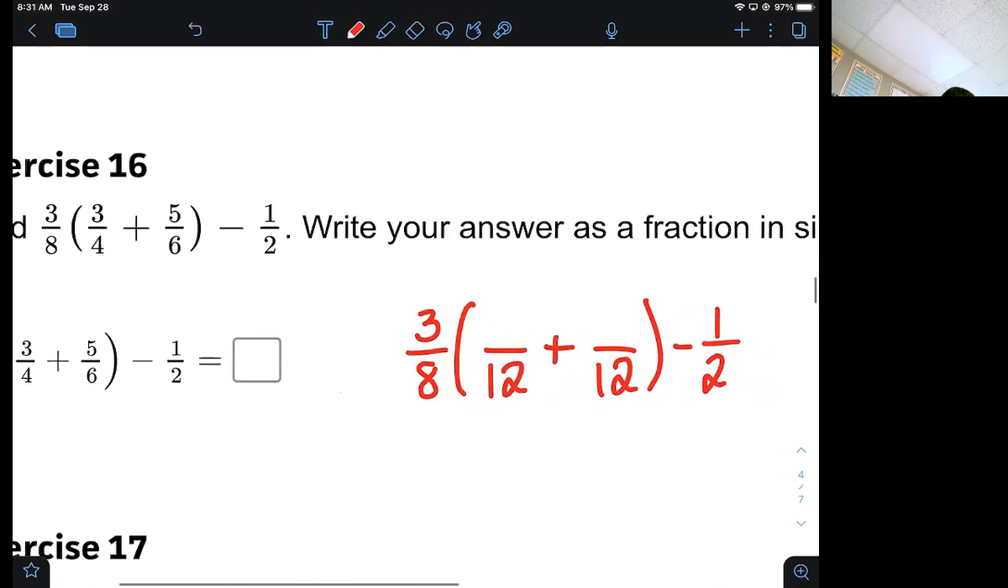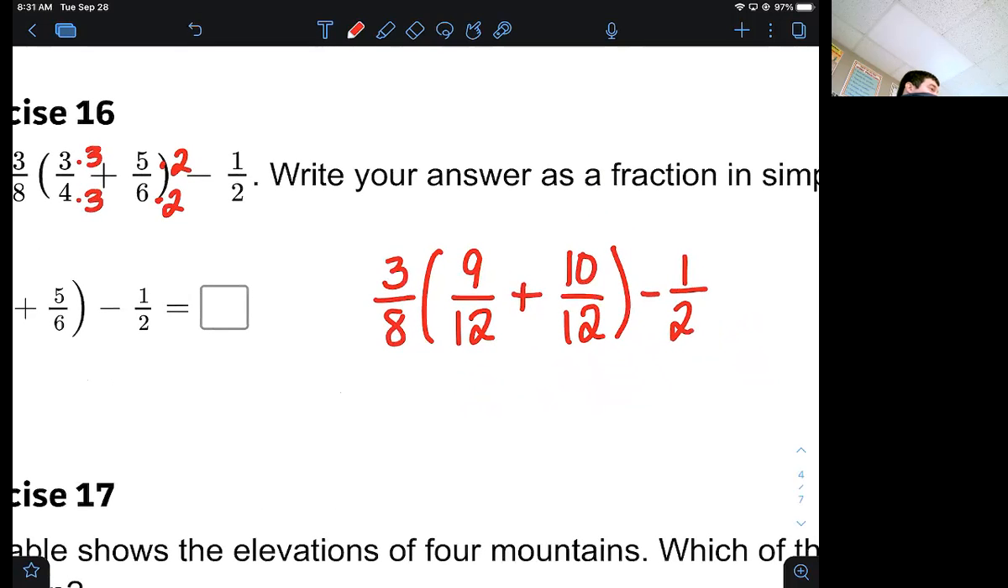Now, in order to get 12, Ashlyn had to do 4 times 3. So what's 3 times 3? 9. And you had to do 6 times 2. So what's 5 times 2? 10. So starting in the parentheses first, 9/12 plus 10/12 is 19/12. And that's reduced. I don't need to do anything with that.